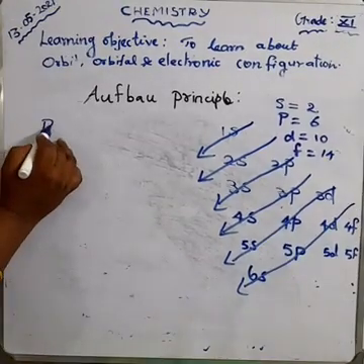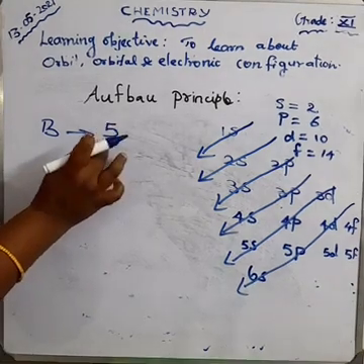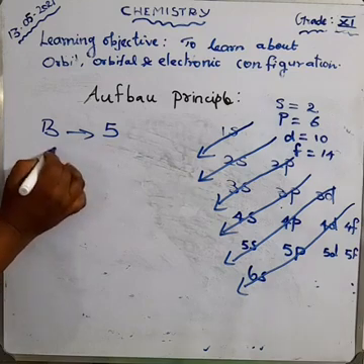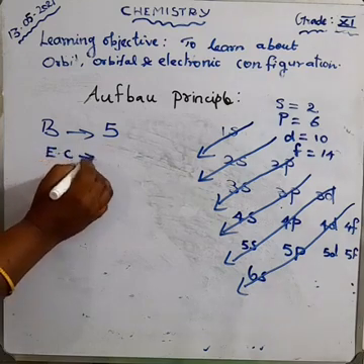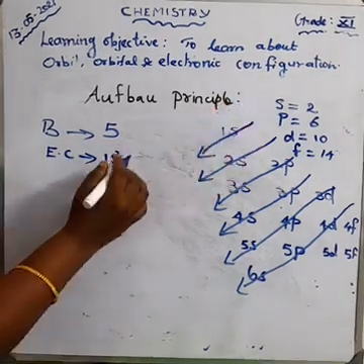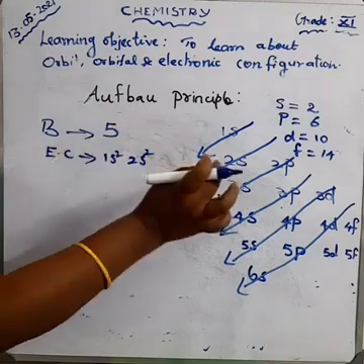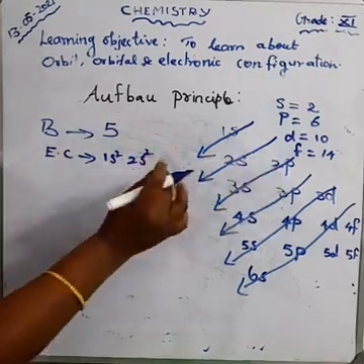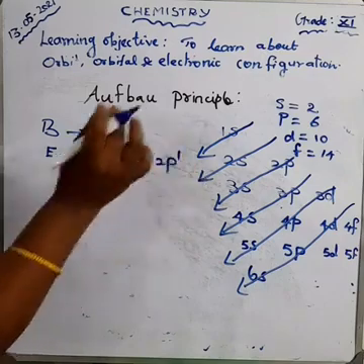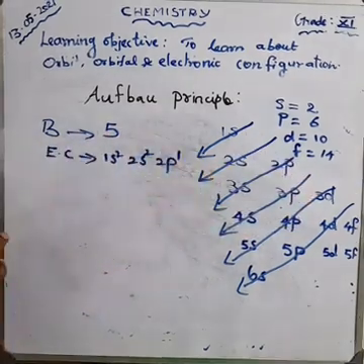And then boron. Boron, atomic number 5. So 5 electrons are there in the boron atom. How will you write the electronic configuration of boron? 1s2, 2s2 and the balance 1 goes to 2p. So 1s2, 2s2 and then 2p1.